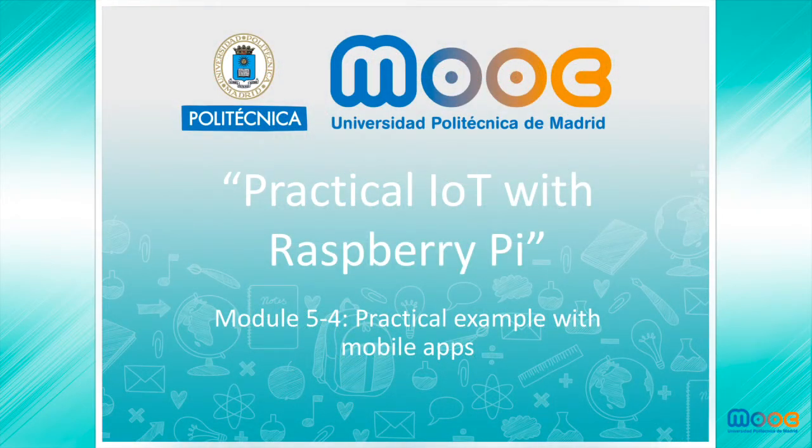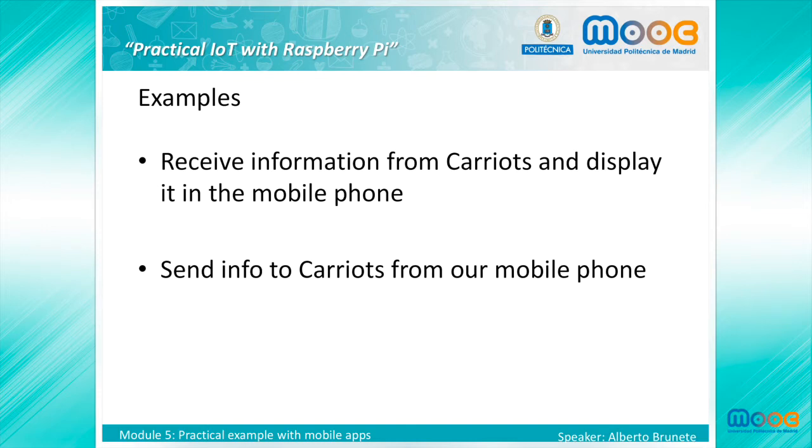Welcome to Module 5, last session. This time we are going to make a practical example with App Inventor. We will make two examples: receive information from carriers and display it in the mobile phone, and send info to carriers from our mobile phone.